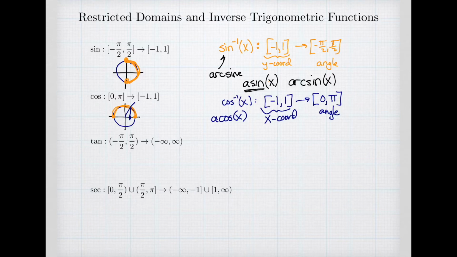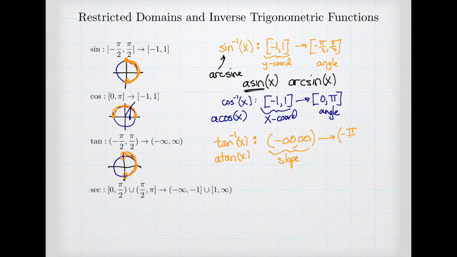The tangent is defined from -pi/2 to pi/2 as my restricted domain. So I don't get the endpoints this time. And so the inverse tangent function, also called the arctangent function, will take a slope, and slopes are possible from any real number, and it will give you back the angle from -pi/2 to pi/2 that will give you that slope.